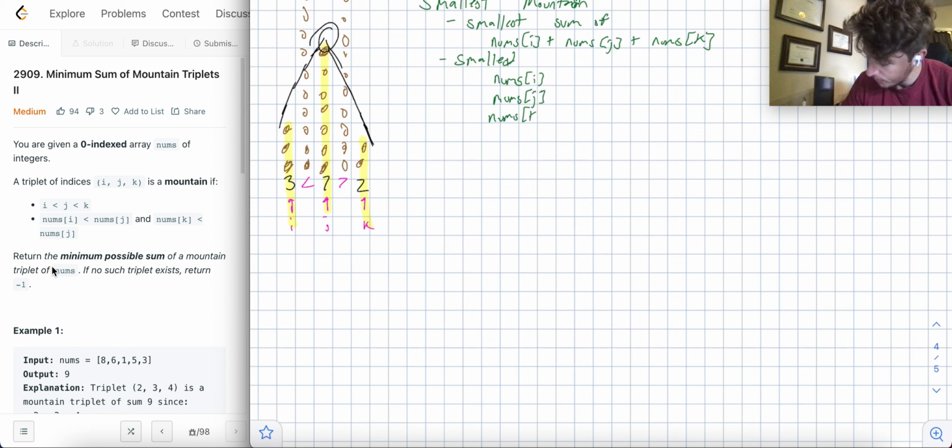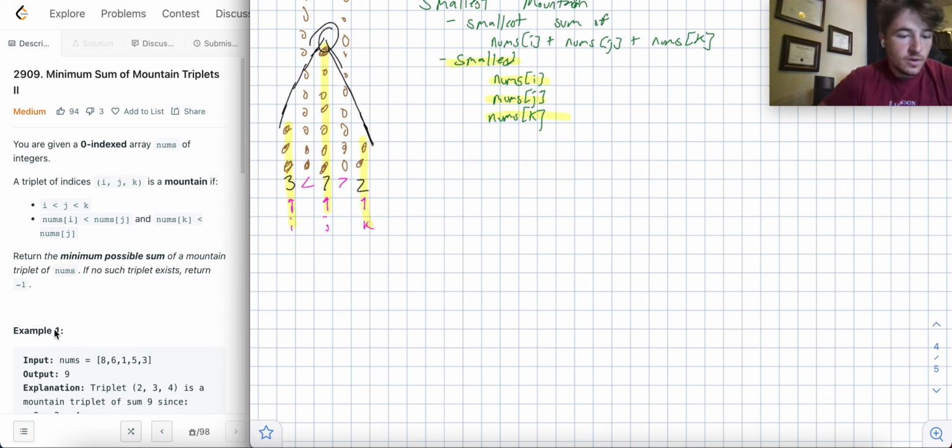So the point I'm trying to make here is pretty obvious. If you're trying to find the smallest mountain, the minimum possible sum of a mountain triplet, then all the values of the triplet will be as small as possible. So we're just trying to minimize nums of i, nums of j, nums of k, okay?